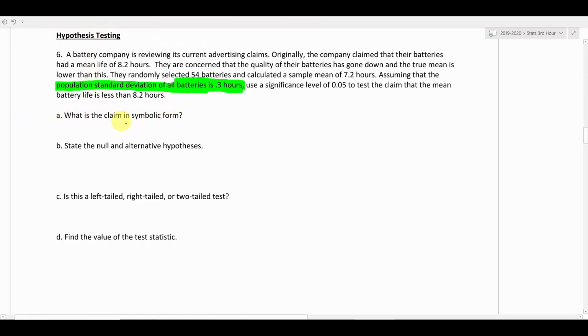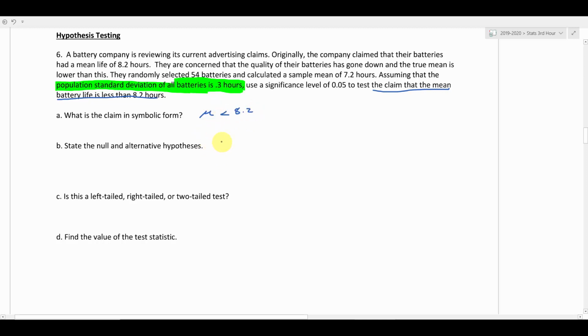All right, so I'm going to set up the claim, and I haven't done this before in the previous videos, but I want to talk about just identifying what the claim is and kind of write it in symbolic form. So in this case, we are testing the claim. You can see here it says the claim that the mean battery life is less than 8.2 hours. So our claim is that the population mean is actually less than 8.2.